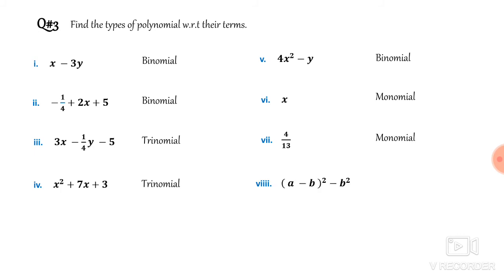Okay, here we cannot decide just by seeing it. You have to simplify it. Apply the formula a minus b whole square, a square minus 2ab plus b square, and then this plus b square and minus b square will be cancelled out, and we will be left with only two terms. So this is a binomial.